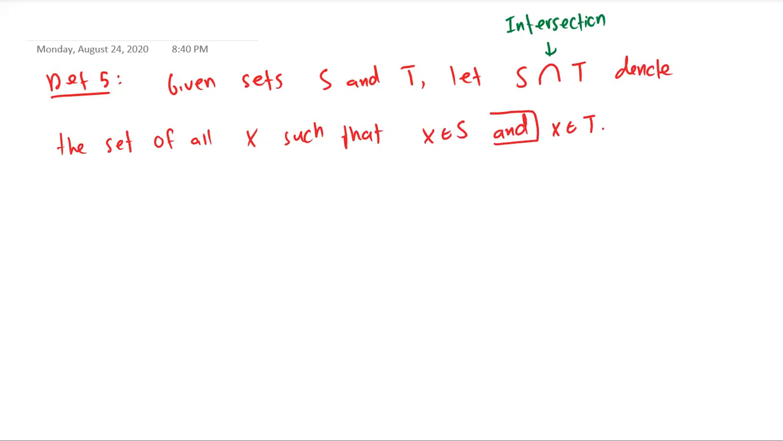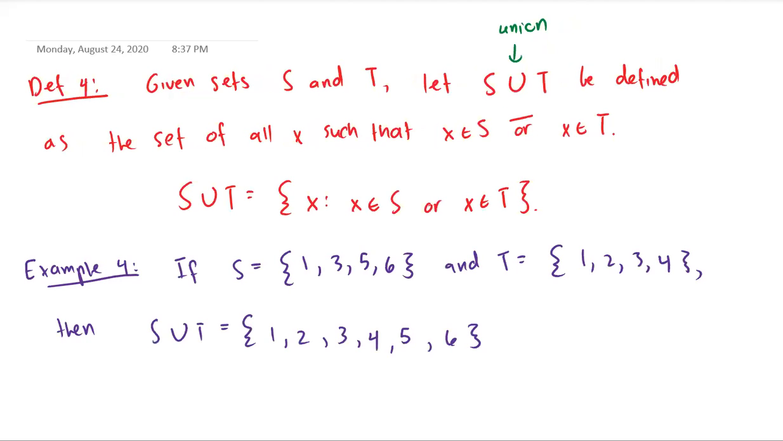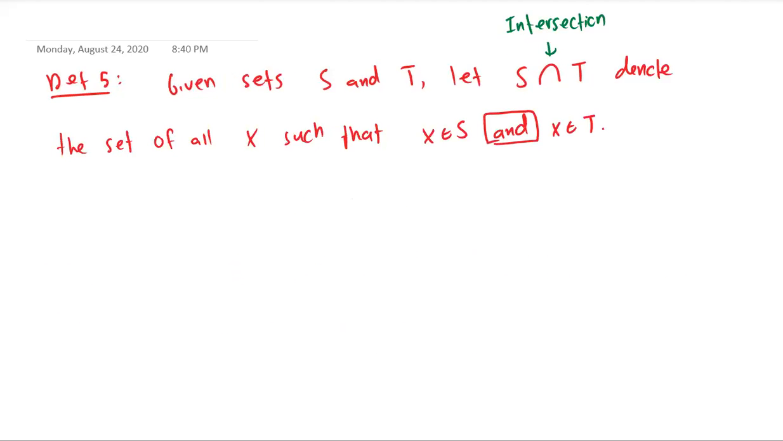So notice the difference between intersection and union. In union, we use the word or. In intersection, we use the word and. That means that we only want to include elements in the intersection if that element is in both of the sets.